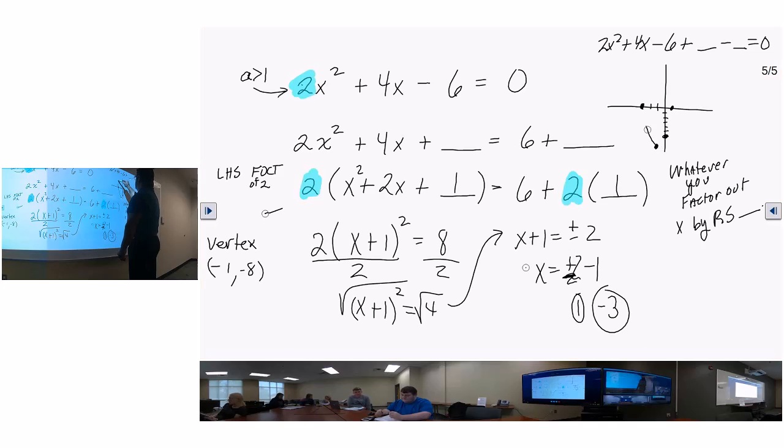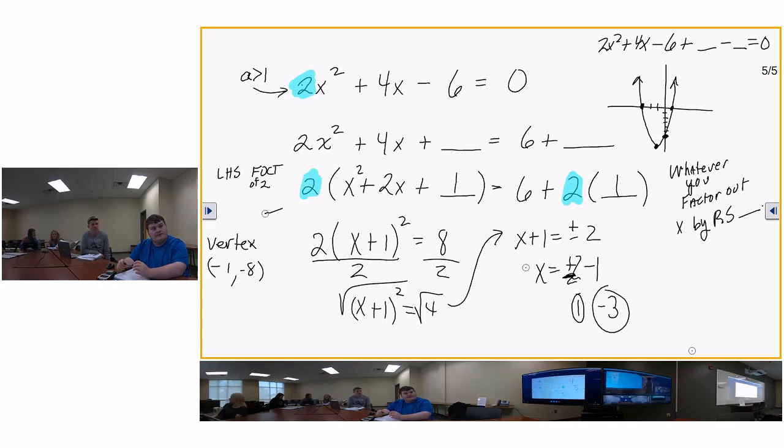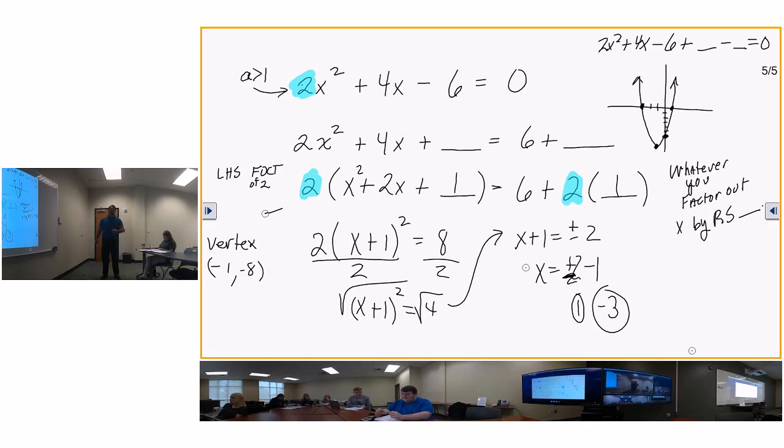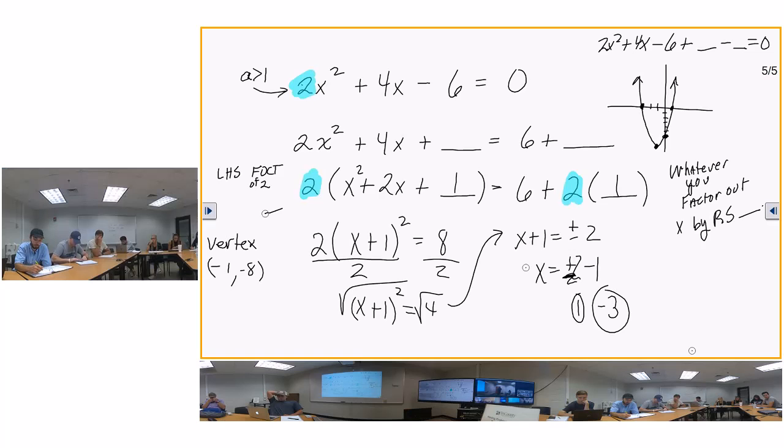Looks good to me. What do y'all think? Great. What's the domain? If you miss the domain on any of these questions, don't tell anybody. Okay? Because all of the domains on these functions are what? All real numbers. What's the range? -8 to infinity.